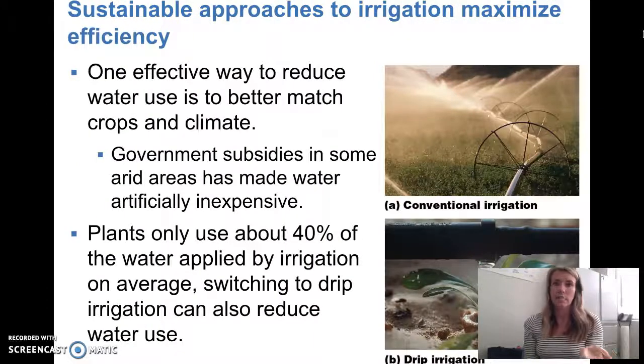Sustainable approaches to irrigation maximize the efficiency. Sustainability is going to come up again and again, basically making this a practice that we can continue for a long, long time. One effective way to reduce water use is to better match the crops and the climate. Some crops grow better in some climates than others. For example, we would want to grow crops in Southern California or other dry areas that don't need as much water, to prevent overwatering and salinization.